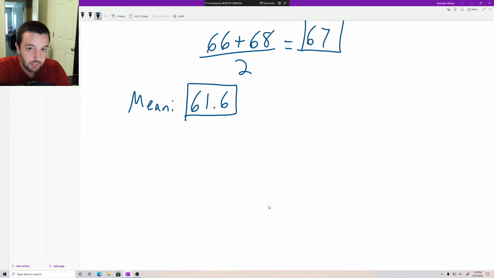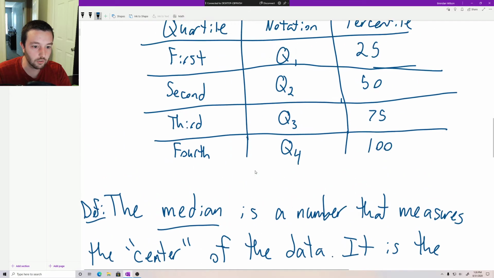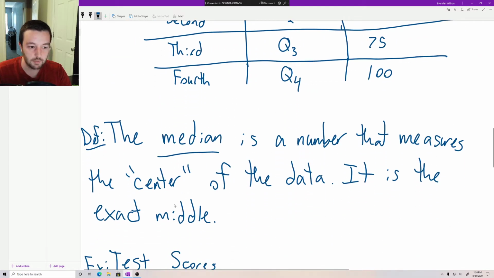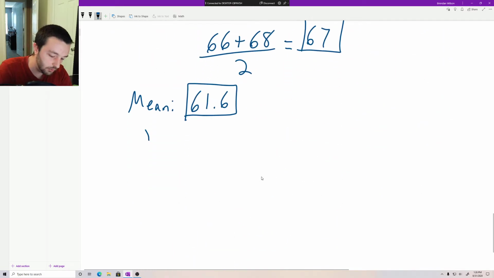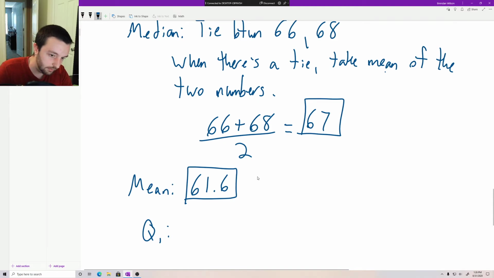So let's talk about quartiles now. By the way, the median is the second quartile, right? The second quartile is where 50% of the data lies below this. That's the exact same thing the median means, the exact middle. So the second quartile, Q2, well, let's write them in order. We'll find Q1, but Q2 is the median. So it's 67.